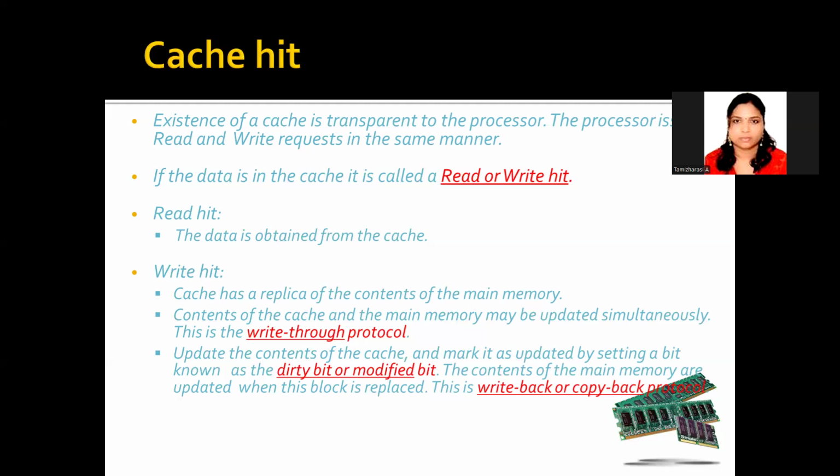Whenever the cache is full and you are going to replace the content of the cache, at that time you modify the data in the main memory. Instead of modifying the data in the main memory every time, only when you go for a replacement, at that time alone, you modify the data in the main memory. Until then, you make the changes only in the cache memory. This approach we say is the write back or copy back protocol.